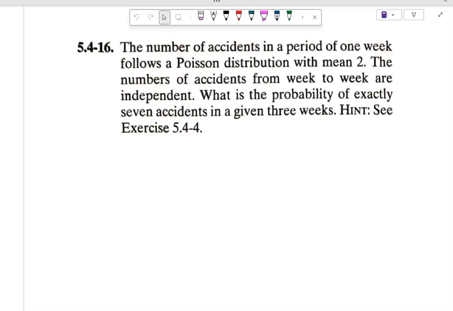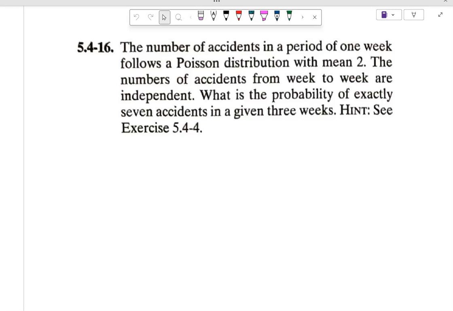Has a Poisson distribution with a mean of 2. And we're assuming that week to week the accidents are independent. What's the probability of exactly 7 accidents in a 3-week time span?